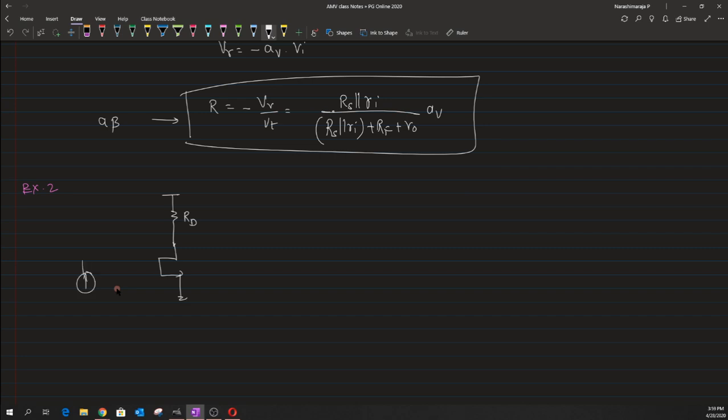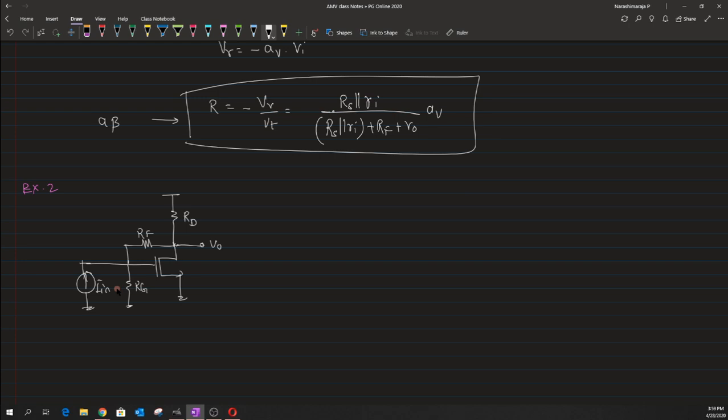And let me have a current In, and there is a feedback connecting between the input and output, which is labeled as Rf as before, and we have a V naught here. Okay, yeah.